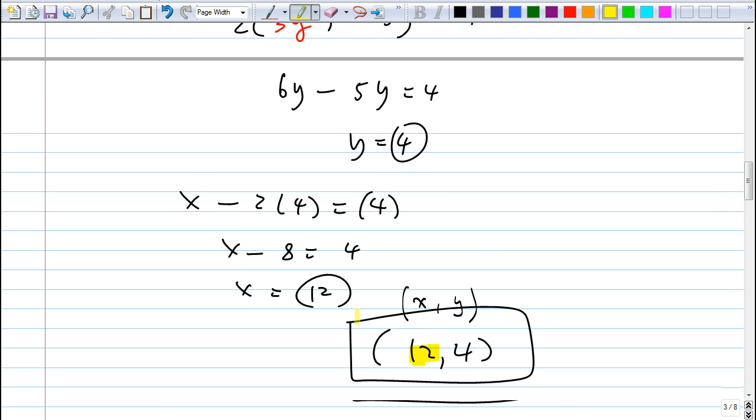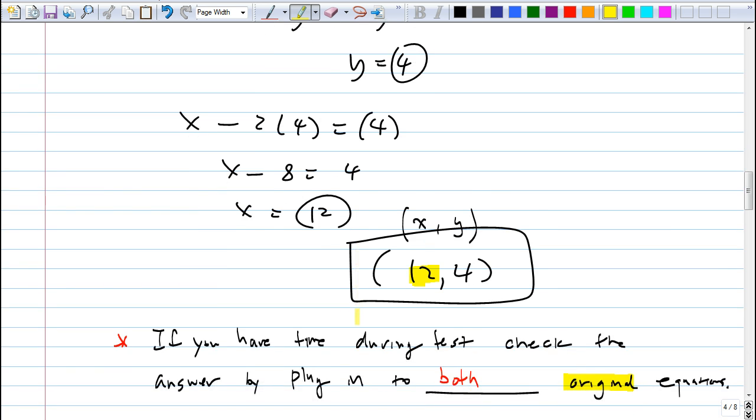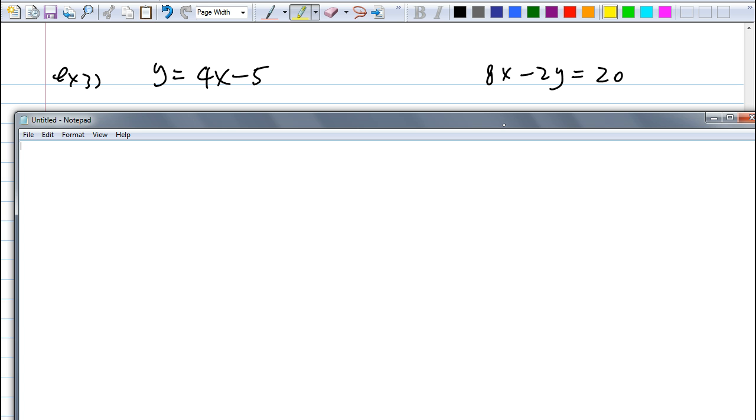So when you have a chance, like on the test, this is what I wrote down. If you have time during the test, check the answer by plugging into both of the original equations, okay? So that's what you should do. Here we go. Let's look at the next one. Example 3 says y equals 4x minus 5. And then the other equation is 8x minus 2y equals 20.